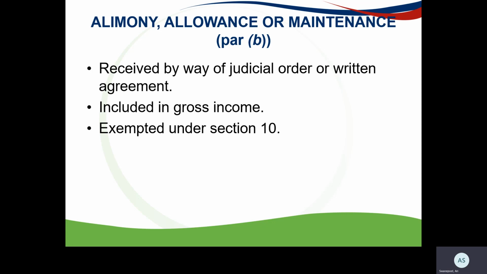Okay, alimony, allowances or maintenance, received by way of a judicial order or written agreement, for example, a divorce order for maintenance for the spouse, or the maintenance of children, will be included in gross income, but it's later on exempted again.